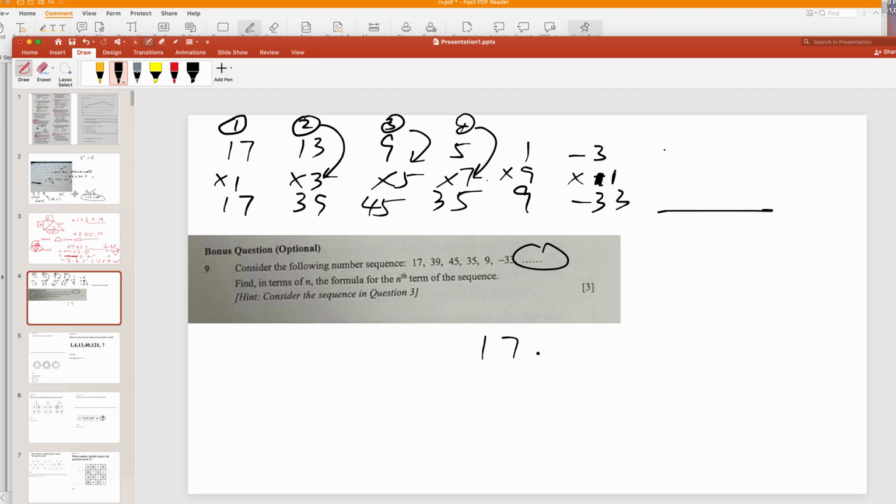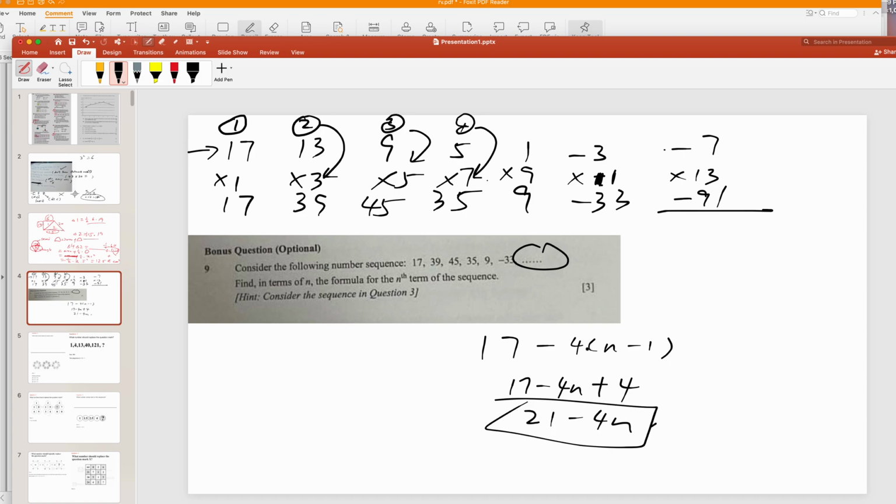But first, how do you get the 13th number? So that's 13. So it's minus 7. You use a calculator then you get minus 91. But anyway, let me get the pattern for the above first. Minus 4n minus 1. Okay, correct. So this is the above one.